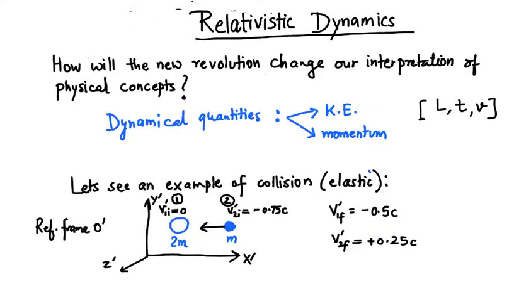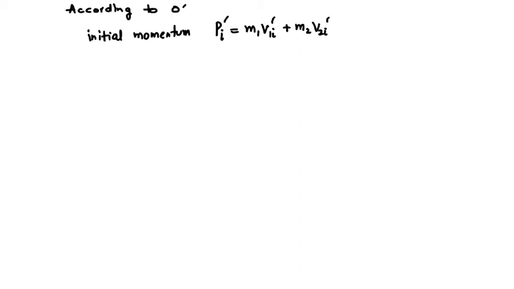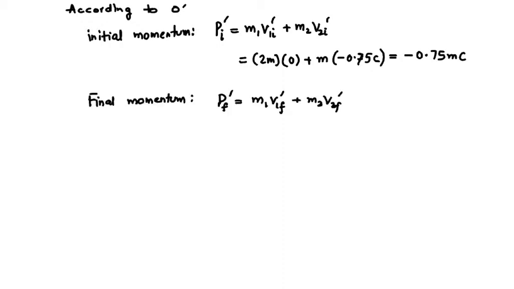According to O prime, initial momentum p_i prime can be found using this formula, and once we substitute all the values, we get the value of the initial momentum. Similarly, we can find final momentum, and after substituting values, we get the value of final momentum as minus 0.75 mc. So we can clearly see that the initial momentum is equal to the final momentum according to O prime. That confirms that momentum is conserved.